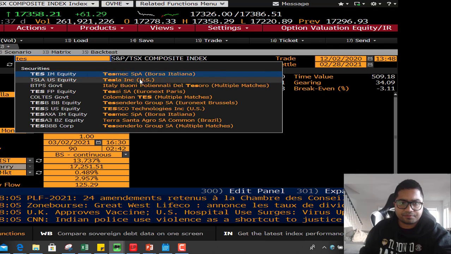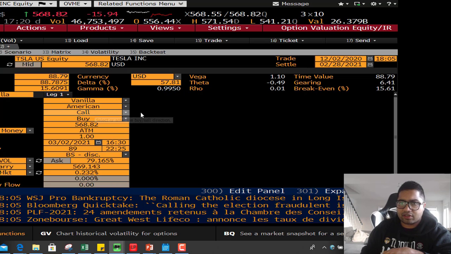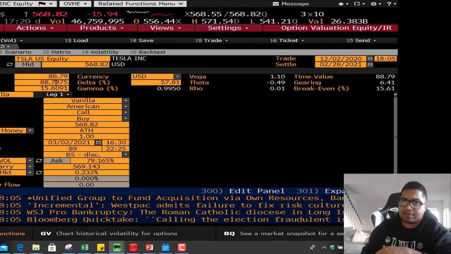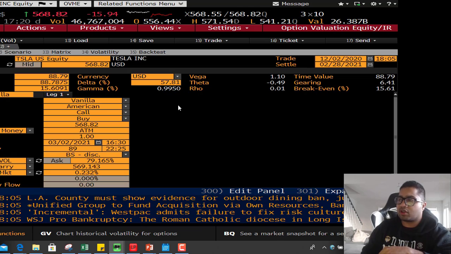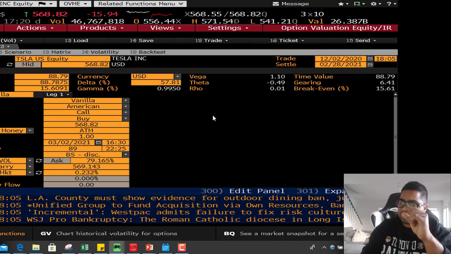So we can look at some other stock too. Let's look at Tesla. Let's look at call first. So we're looking at call. So delta is 57. So every $1 move, 57 cents move in this Tesla option. The price is $88 right now. So every time Tesla moves up by $1, this will move by 57 cents. It goes down, it will move down by 57 cents.